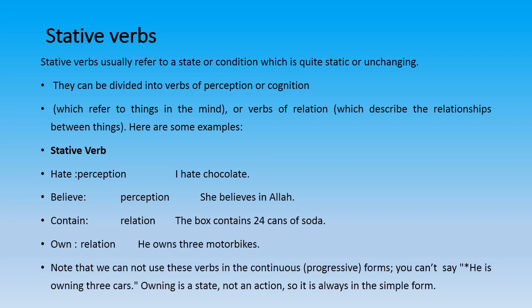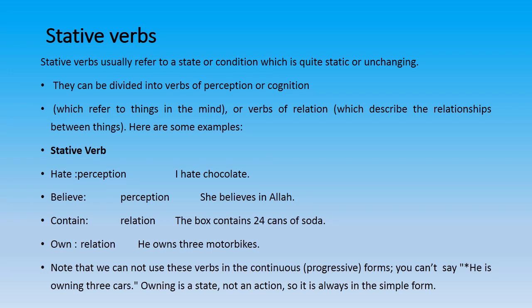Stative verbs usually refer to a state or condition which is quite static or unchanging. They can be divided into verbs of perception or cognition, which refer to things in the mind, or verbs of relation, which describe the relationships between things. So we can say that these are the types of verbs for which we only have a mental image in our mind.